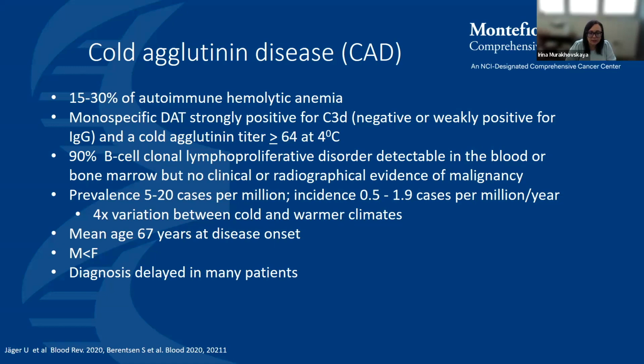between Norway and Lombardy, Italy. The median age of onset of cold agglutinin disease is 67 years old with slight female predominance, but frequently the diagnosis is delayed in many patients.